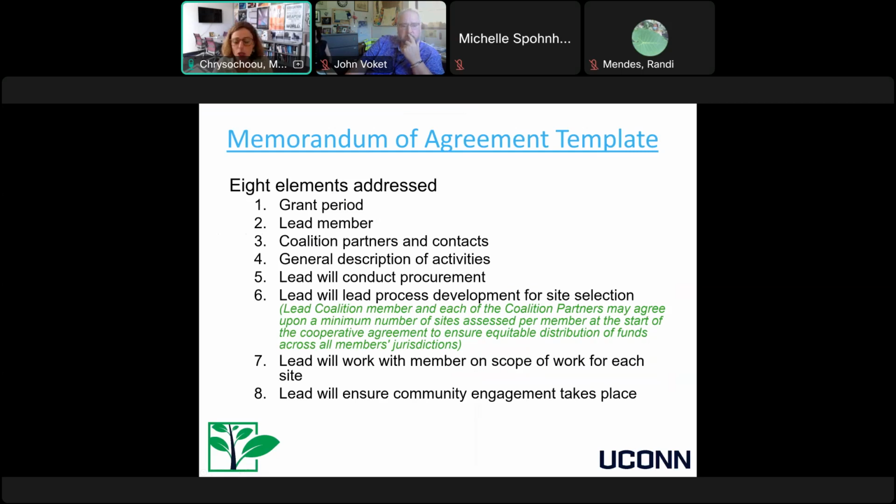So if you have, let's say, 4 members, you can say we're going to spend 400,000 in each, or we're going to do 1 million here and 200,000 there, and you will spell that out in the cooperative agreement. You do not need to spell that out in the memorandum of agreement before you submit the proposal. You will also state that the lead will collaborate with each member and every member would contribute to the scope of work for each site, and that the lead will ensure, working with the partners, that community engagement takes place in each of the communities that are part of the lead members. And so that memorandum of agreement has to be signed by all partners, or you can have individual letters that every partner signs. Obviously, the memorandum of agreement is like one document, so it's more time effective to do that.